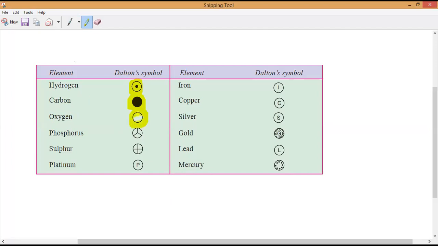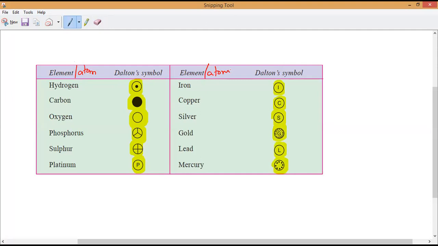If we make just a plain circle, what is that called? Oxygen. With some bars, phosphorus. Sulfur, just a plus symbol. Platinum, P only. So like this, as the known elements were very few, he easily made certain kinds of changes and represented everything. Every symbol represents the element and also what, Akshray, Harini? It also represents an atom of an element. That is also what you have to remember.